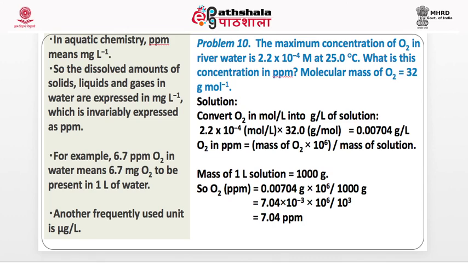In aqueous chemistry, ppm means milligram per liter. The dissolved amounts of solids, liquids or gases in water are expressed in this unit, invariably as ppm. For example, 6.7 ppm O2 in water means 6.7 milligram O2 is dissolved in 1 liter of water. Remember, this dissolution in water is very important, whether river, sea water, lake water or pond water.